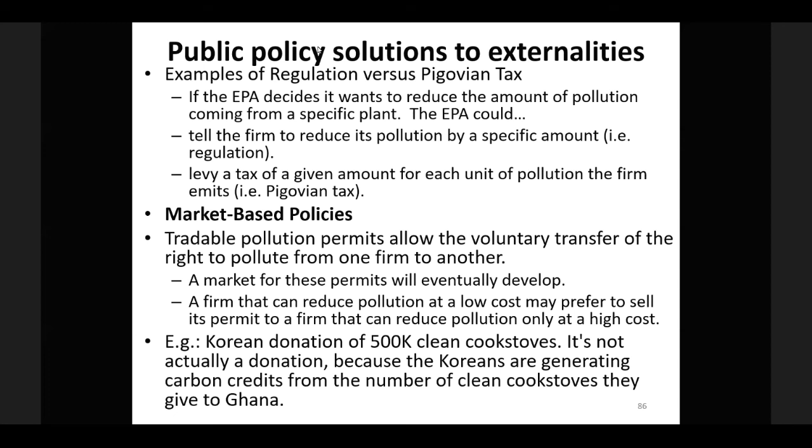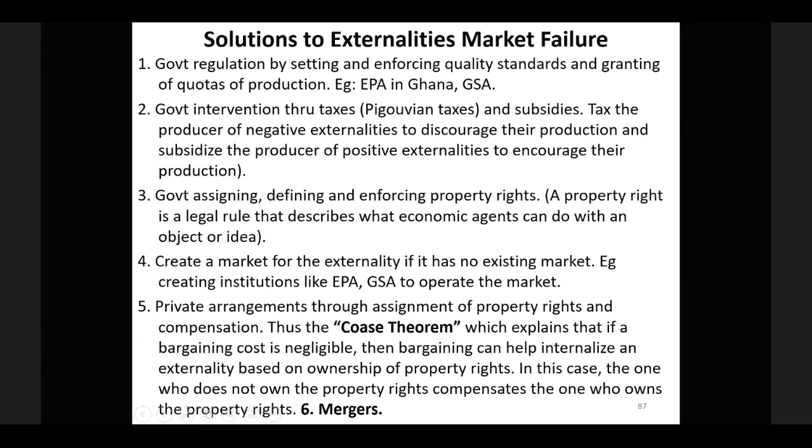Okay, in the absence of any other question, I'll proceed to look at a summary of the solutions to market failure. We said government regulation, by setting and enforcing quality standards and granting quotas for production, etc. For instance, how the EPA does in Ghana, and to some extent the Ghana Standards Authority ensuring quality, can be ways of making sure externality problems are resolved.